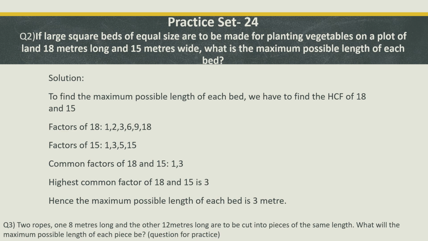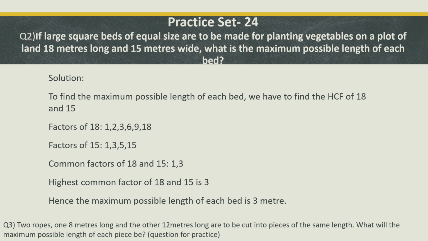Now practice set 24 question. If large square beds of equal size are to be made for planting vegetables on a plot of land 18 meters long and 15 meters wide, what is the maximum possible length of each bed?